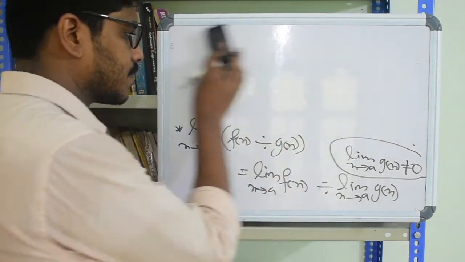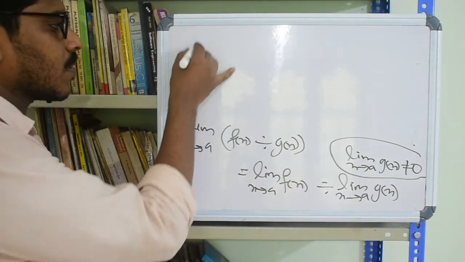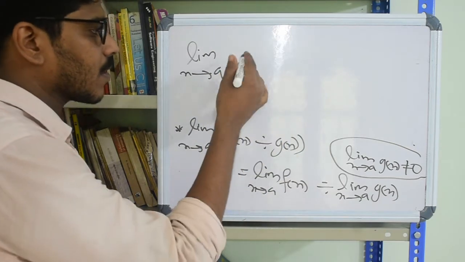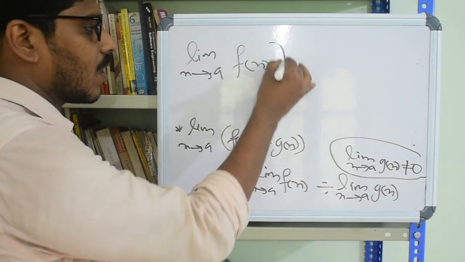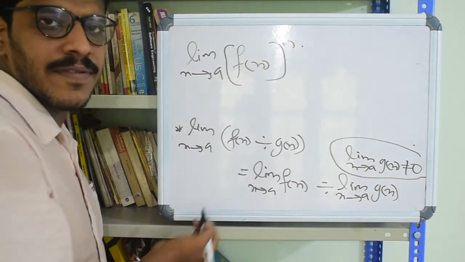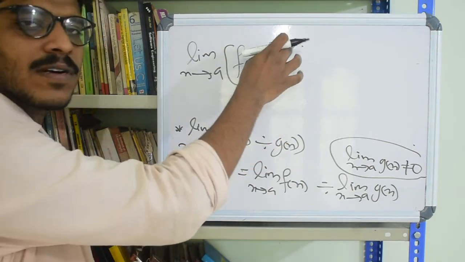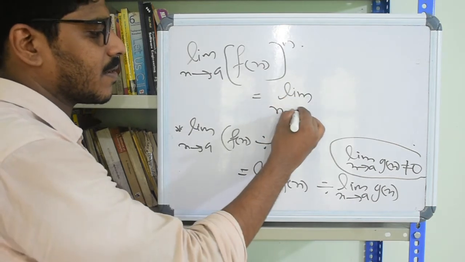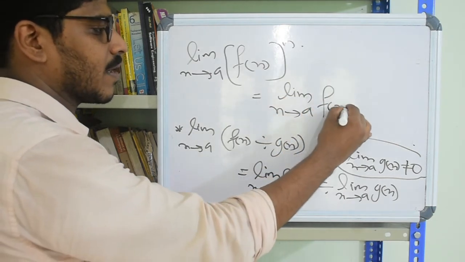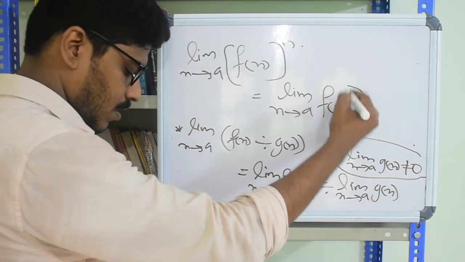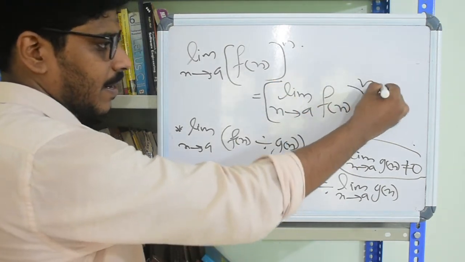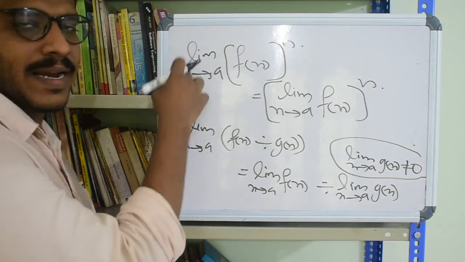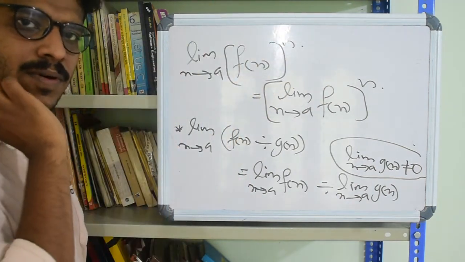So we have one more left. Limit x tends to a f of x raised to n. We have a function raised to the power of n. In such a case, the limit may be evaluated as limit x tends to a f of x all to the power n. So the limit can be taken inside the exponential or the exponent.